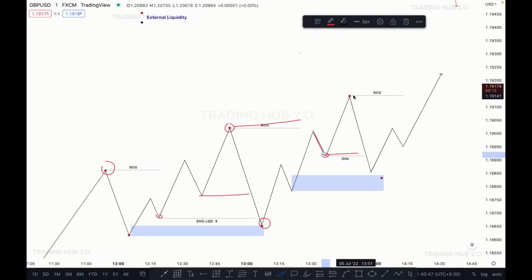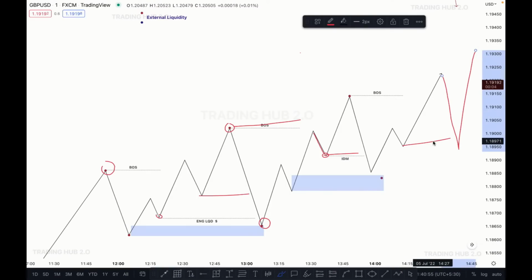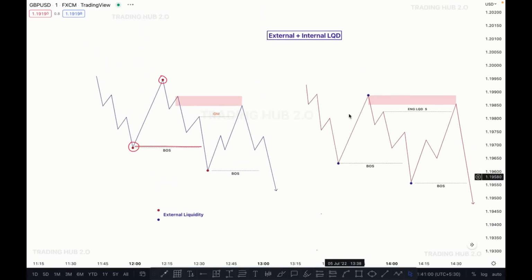If the market wants to go higher, then the market must take out a low and then go higher, and this move is actually generated after taking out this low. The same thing applies in a bearish market, as here.